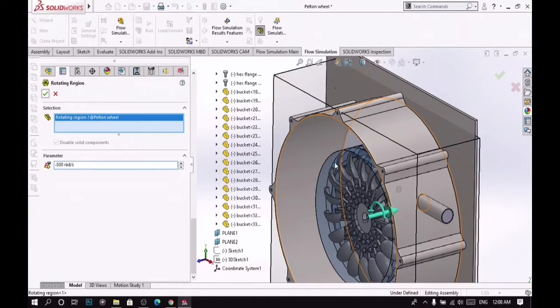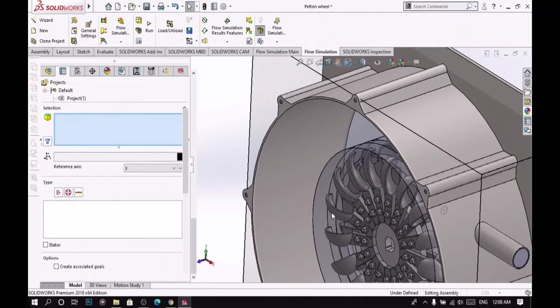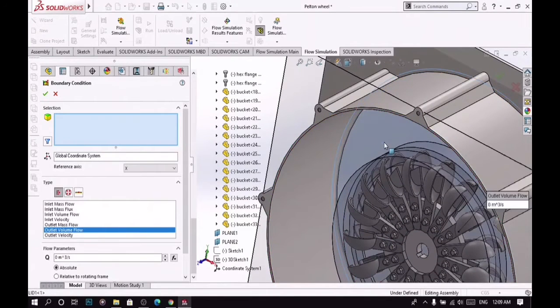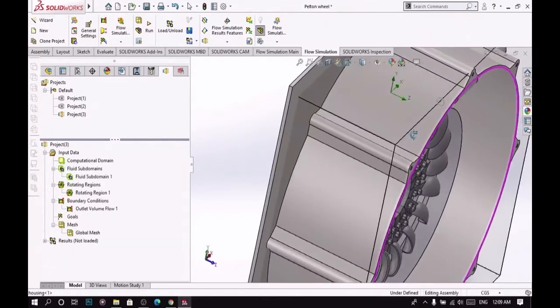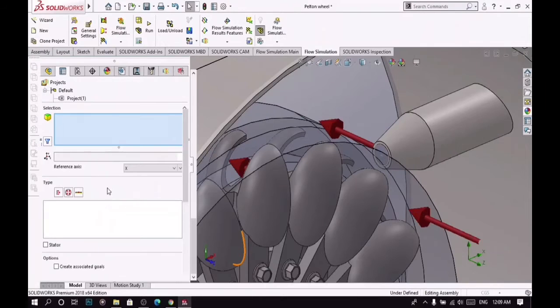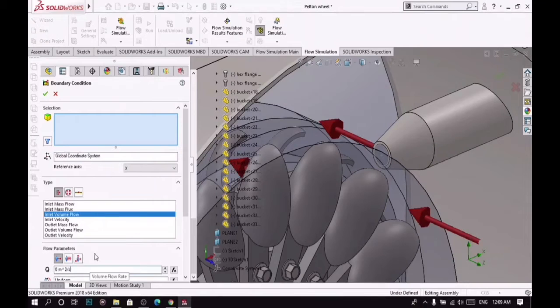And once it is finished, we must put the boundary conditions. So in here we must put the outlet volume flow, and then input the flow parameters. Note that the input parameters are the flow rate of our turbine. And then next we must put again the inlet volume flow, which is also the value of our flow rate.